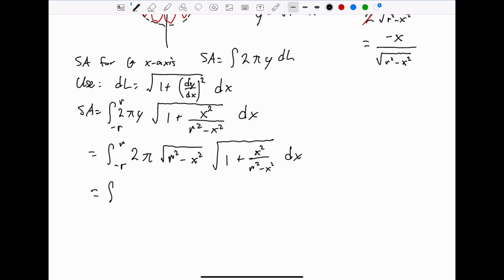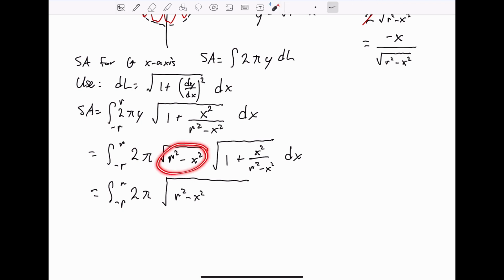So we're integrating from negative r to positive r, 2 pi. Now I'm going to distribute, since we're working with a square root times a square root, I can distribute everything under this square root to everything under the other square root. So we have one big square root, and we take r squared minus x squared times 1, so that's simply r squared minus x squared. And then check this out. r squared minus x squared times the second fraction, these will cancel, and we're just left with x squared. So we have plus x squared.